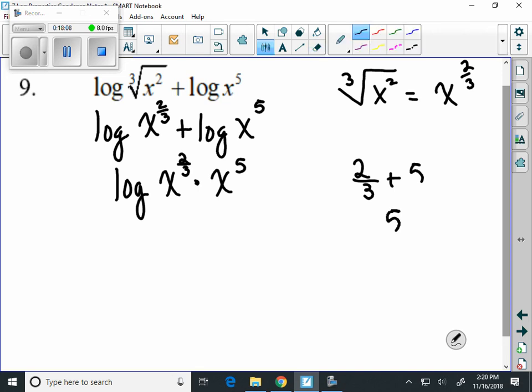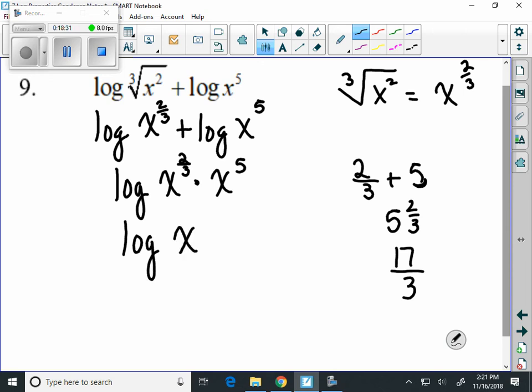Isn't it 10/3? And it's actually 17/3. Check me, please. 2/3 plus 5. Oh, I did 2/3 times. 2/3 plus 5, 17/3. So now, again, we're trying to write this with one logarithm.